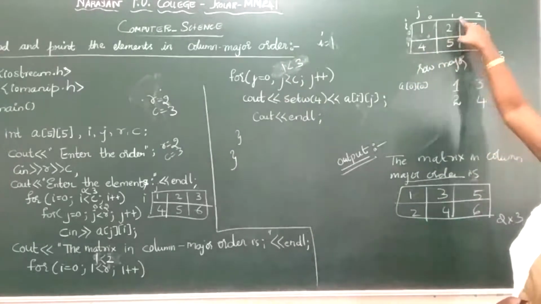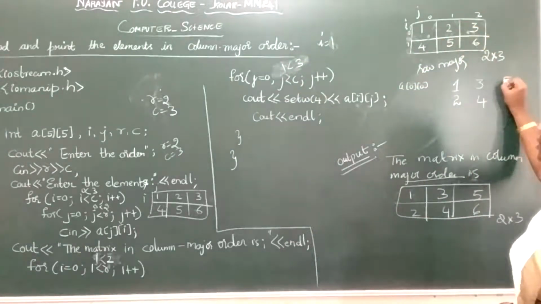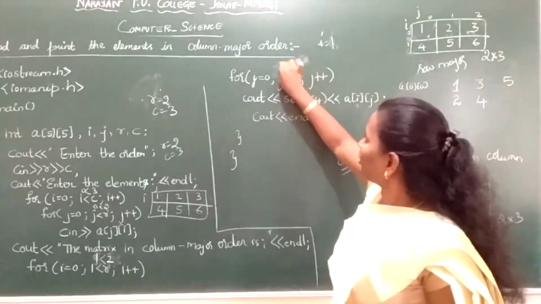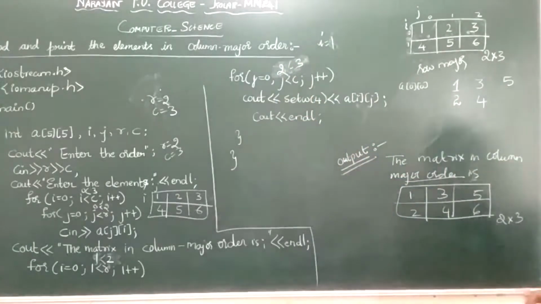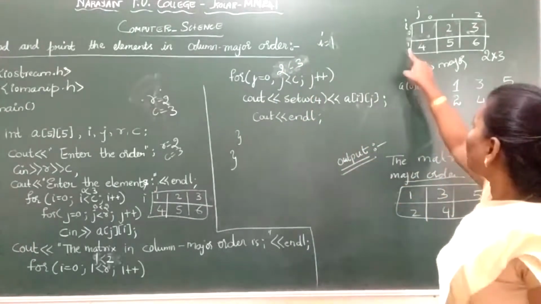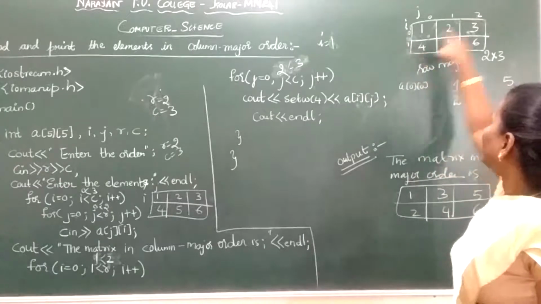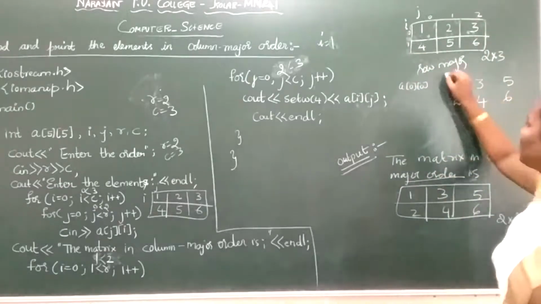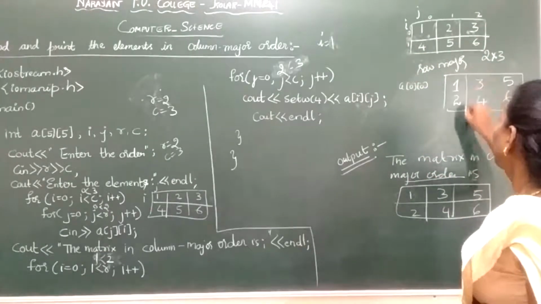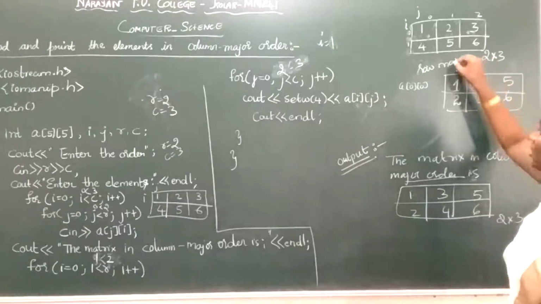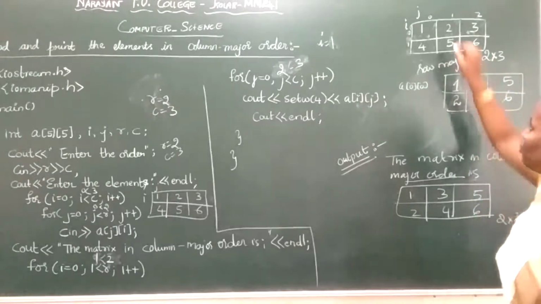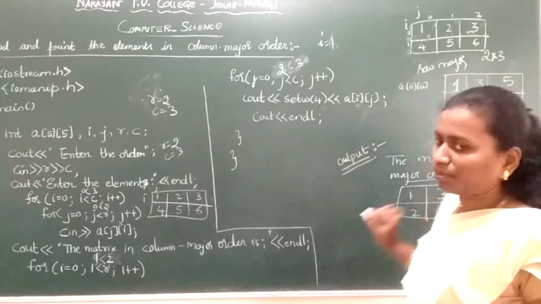So 1 and 1, I have the element 5. Again j value gets incremented to 2. 2 is less than 3, the condition is satisfied. What is the I value there? 1. 1 and 2, I have the element 6. Okay, so this is how we are converting row major into column major. This is your row major. This is your column major.